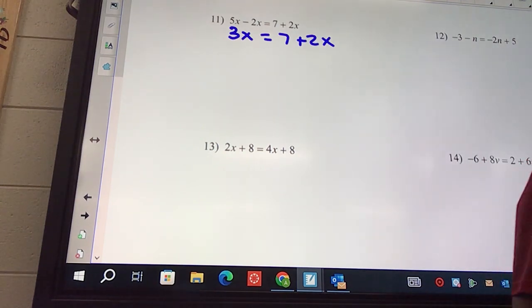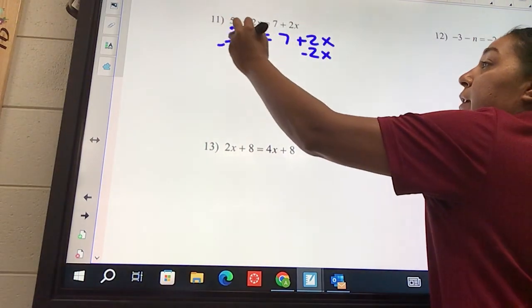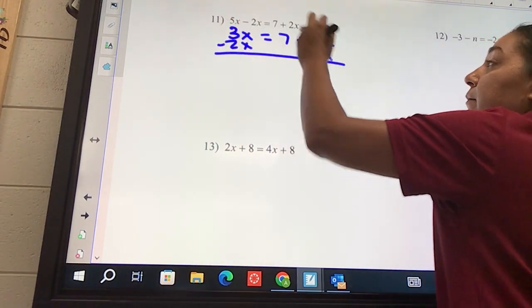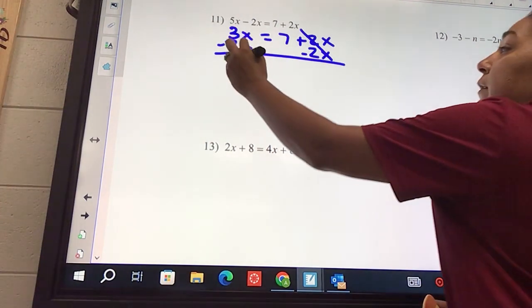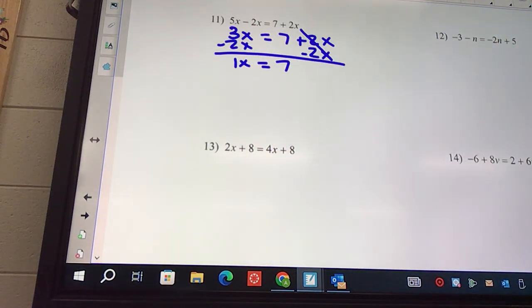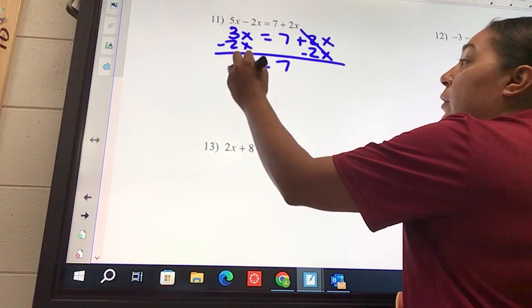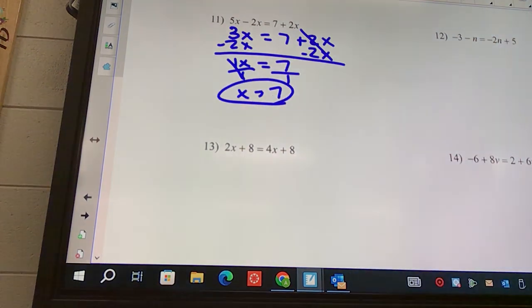2x. It's a letter, so it needs moved to the left. So we're going to say minus 2x, minus 2x. Well, what is 3 minus 2? 1x equals 7. And then we're going to divide by 1. So you're going to get x equals 7.